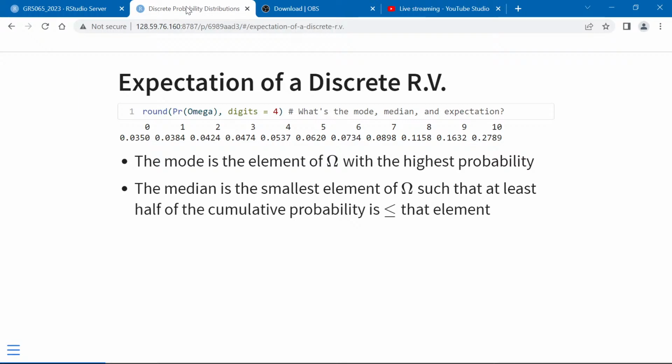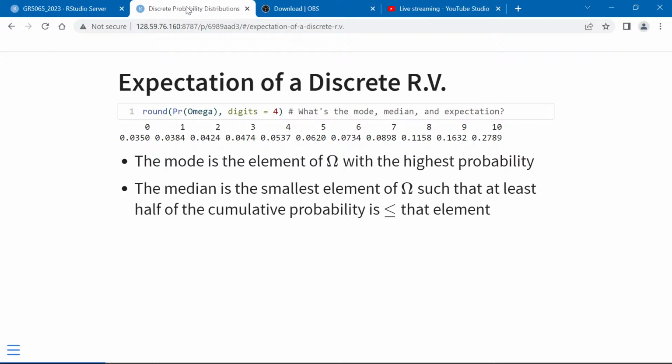Because 28 and 16, that's 44. If we added another 11 to it, that would be greater than 0.5. So the smallest number such that at least half the probability is less than or equal to that element would be 8. So both the mode and the median are going to be elements of the sample space. Then the question is, what is the expectation for the first roll of a frame of bowling under this model?